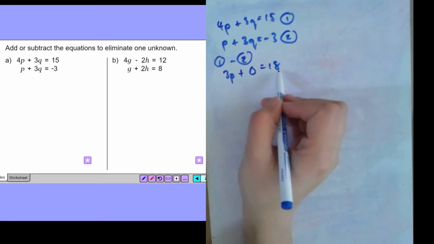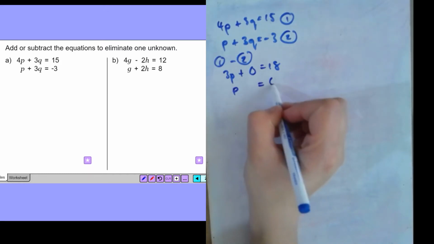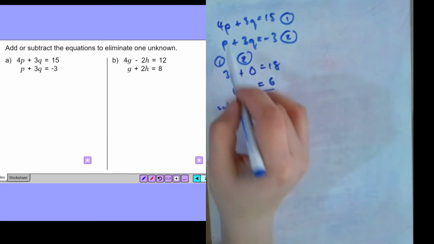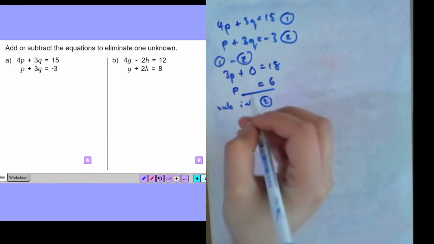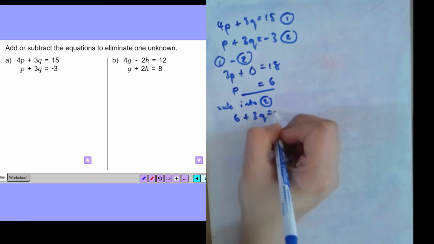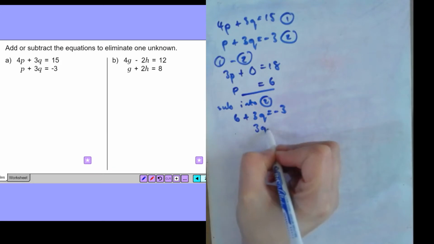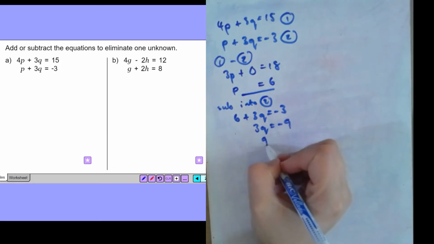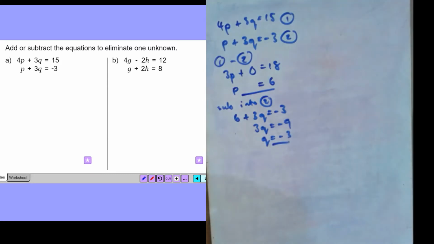Okay, so we've got 3p equals 18, so I need to divide both sides by 3. I've then got p equals 6. Okay, I'm then going to substitute this into one of these equations. I'm just choosing equation 2. So instead of p, I'm going to write 6. I'm going to keep it as 3q, and I'm going to say -3. So if I take away 6 from both sides, I then get 3q is -9. I've then got to divide it by 3 to find out what 1q is, which is -3.